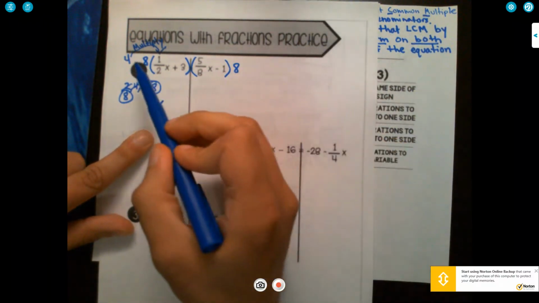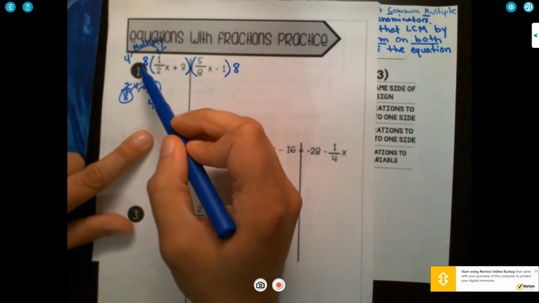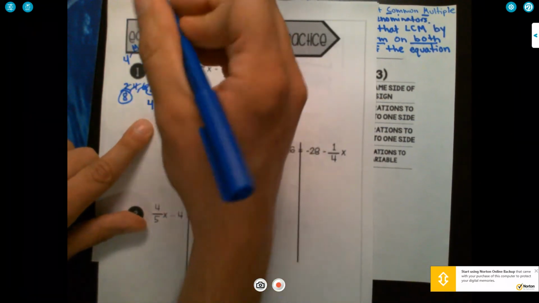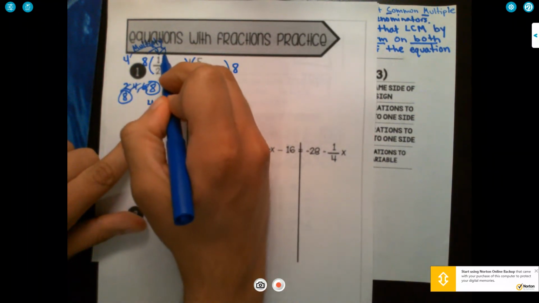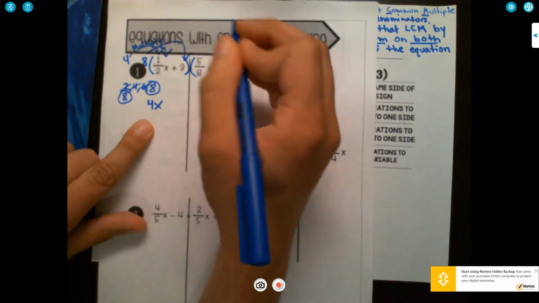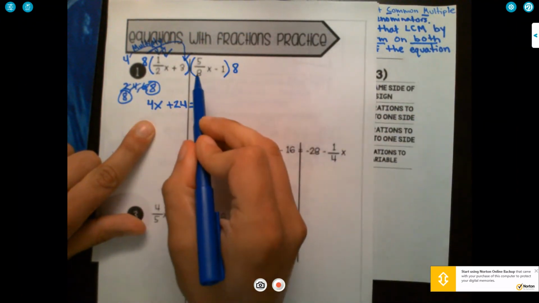Or you can type in on the calculator, 4 times 1 divided by 2, which is a half, and we know what a half of 8 is. A half of 8 is 4. So either way, it could work for you. All right, so we multiplied 8 by this term. Now we're going to have to multiply 8 by this term. So 8 times 3, which is 24. So plus 24 is equal to 8.